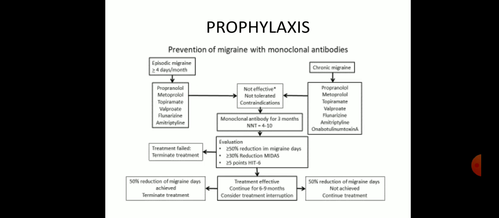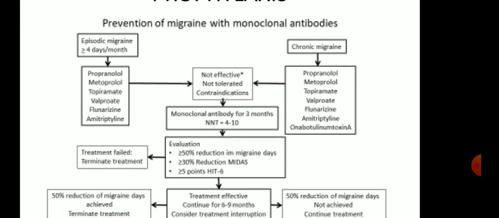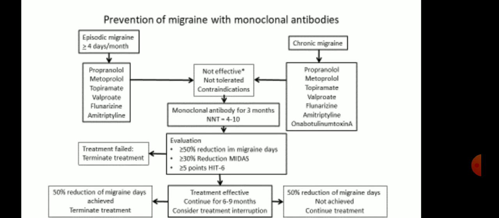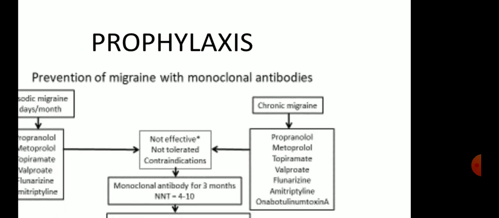As I already said, in the case of severe disease, we need some kind of prophylaxis. The important drugs available for prophylaxis are propranolol, metoprolol, topiramate, valproate, flunarizine, amitriptyline. So students should understand the drugs used for treatment are non-steroidal anti-inflammatory drugs, triptans or ergots. For prophylaxis, we are using propranolol, topiramate, valproate, flunarizine or amitriptyline. Mainly beta blockers like propranolol are preferred. Whenever there is some contraindication for propranolol, we may go for another group of drugs.